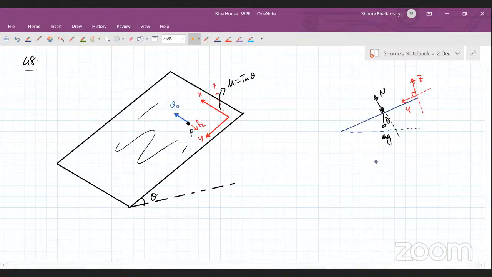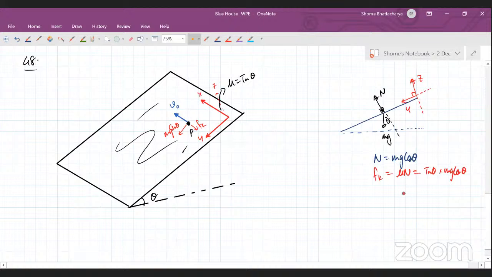Okay, so we can see that the normal reaction is mg cos theta, and there is a component of mg acting along this direction, which is mg sin theta. So kinetic friction, which is mu N, will become tan theta into mg cos theta. So the kinetic friction's magnitude is equal to mg sin theta. This is something we have to remember: throughout the motion, the magnitude of kinetic friction will be mg sin theta.